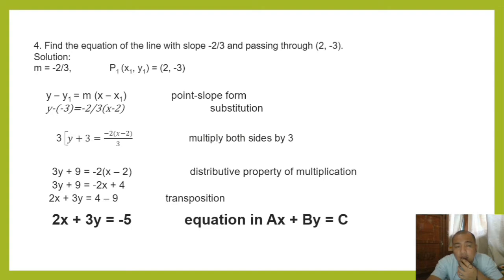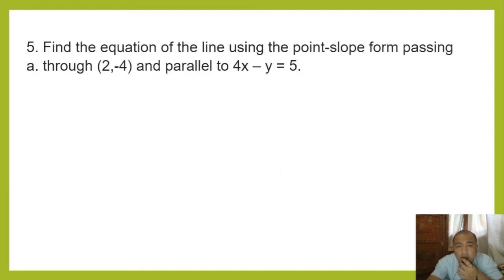Alright. So next, find the equation of the line using the point slope form passing through 2, negative 4 and parallel to 4x minus y equals 5. So what will we do here? The given is a point, but no slope is given.